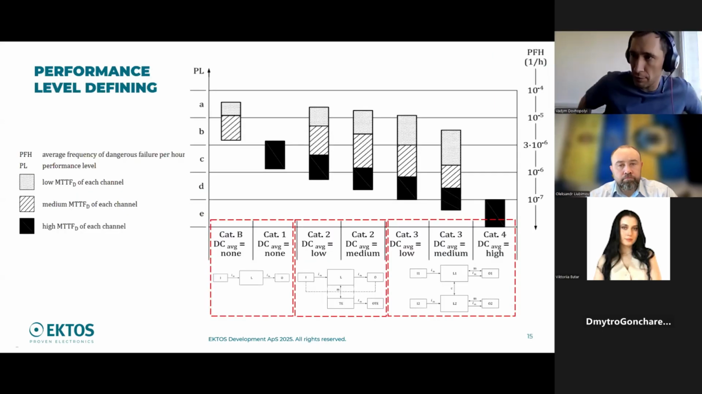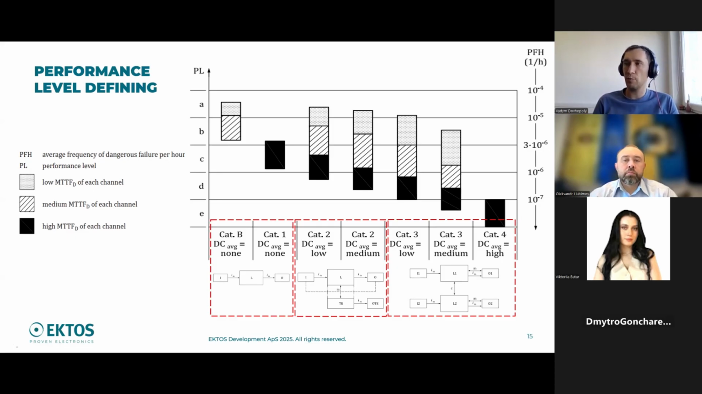Here it is from the machinery standard. It is a good example of how we can define the maximum performance level in different architecture categories according to this standard. For performance level on the Y-axis, left side, A is the minimum one, E is the maximum performance level. So here you can see that if you are using category B, very low safety integrity could be reached there.